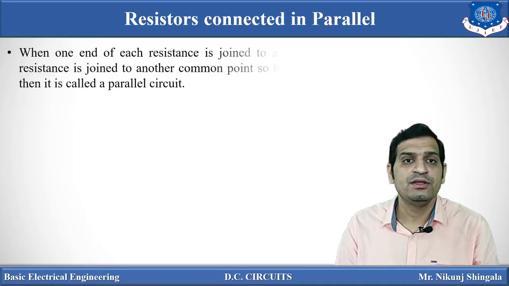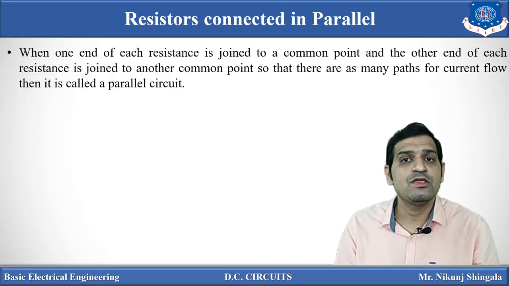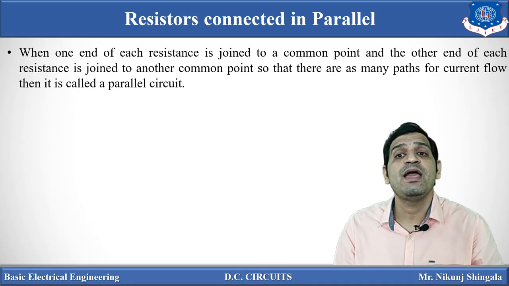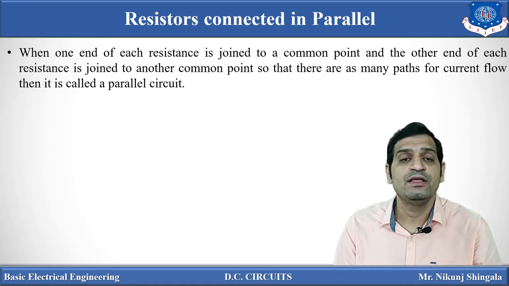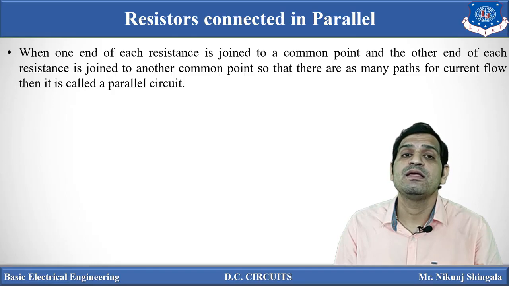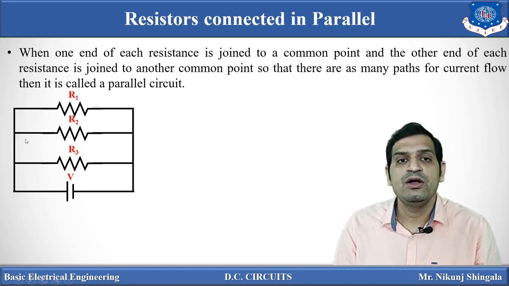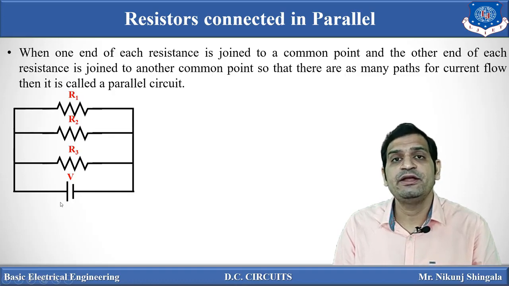What is the definition? When one end of each resistor is joined to a common point and the other end of each resistor is joined to another common point, so there are many paths for the flow of current, then it is known as a parallel circuit. So here three resistors are connected in parallel, that is R1, R2 and R3. One end of each resistor is connected to this common point and the other ends are connected to this common point. All these resistors are connected across a battery of potential V.